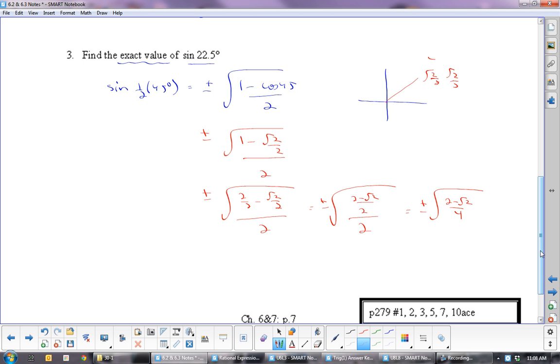Okay, now the thing you always have to decide is the sign. I can't do much more with that. I mean, I guess I could write that as plus or minus square root 2 minus root 2 all over 2 if you really wanted to. But now would that be a plus or a minus though? Plus, because it's in quadrant 1.